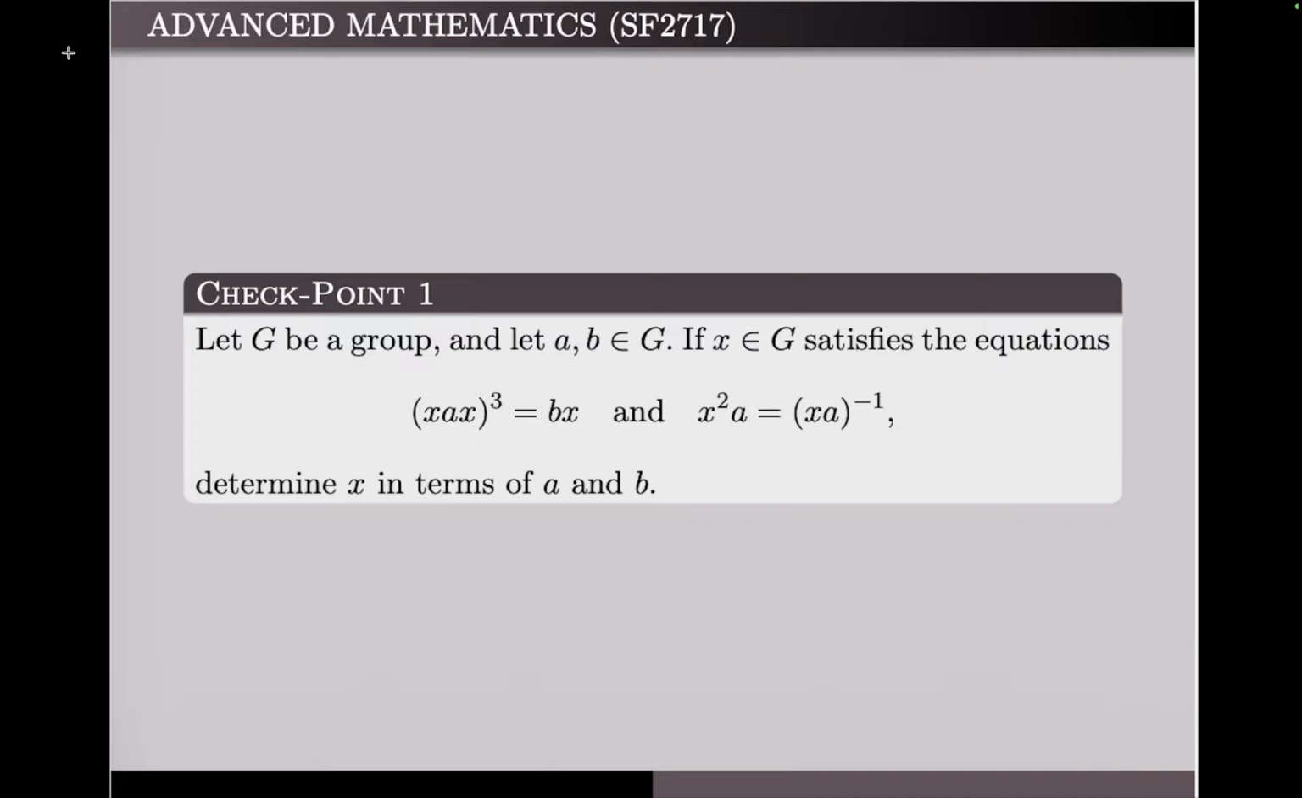Let G be a group and let A and B belong to G. If X belongs to G satisfies these equations, (XAX)^3 = BX and X^2 A = (XA)^{-1}, determine X in terms of A and B.